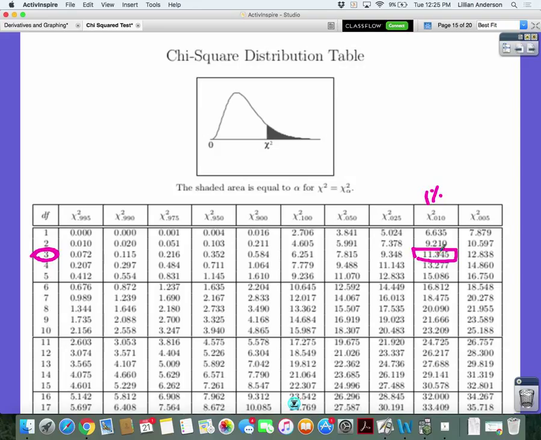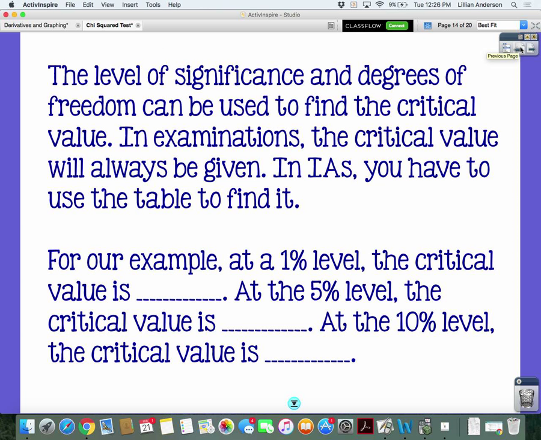No, I thought we did subtract. Wait. How is that? No, that was different. So, if I go back here, it says, for example, at a 1% level, the critical value is 11 point, was it 345? Yes. Okay.